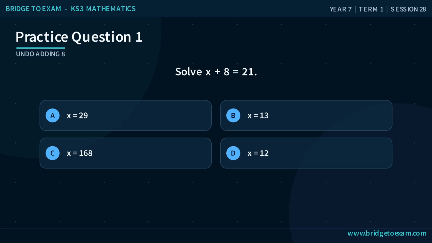Practice question 1. Solve x plus 8 equals 21. Option A is 29. Option B is 13. Option C is 168. Option D is 12. Pause and use the inverse of adding 8.